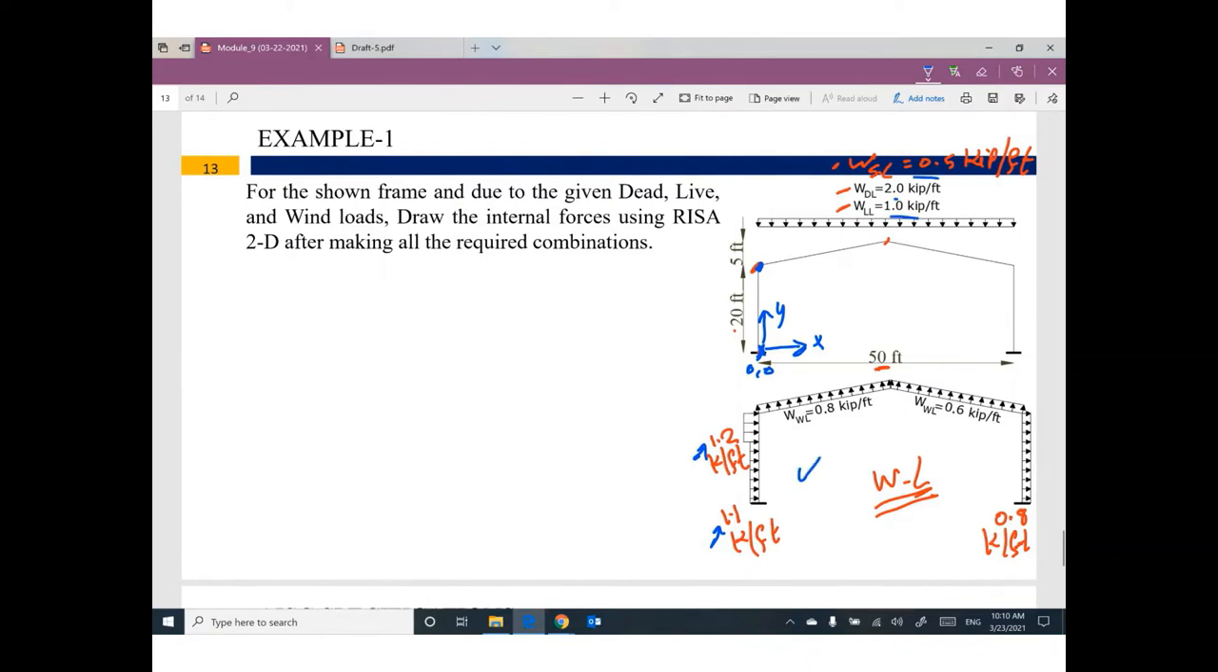So if you assume this origin, we have 0, 0, this point will be 0 and 20. This point will be 25 and 25, X and Y. This point will be 50 and 20. This point will be 50 and 0.